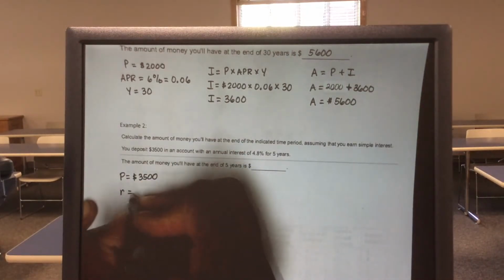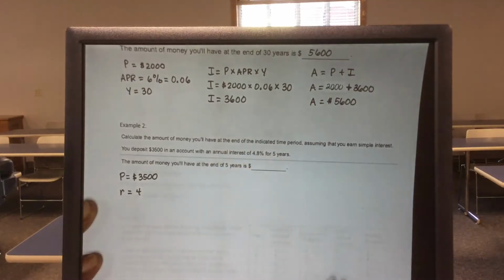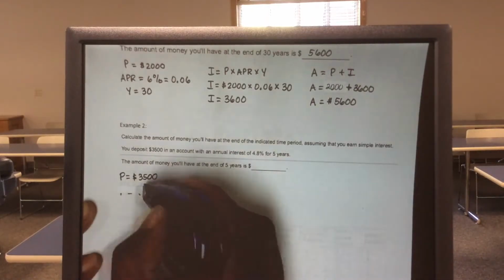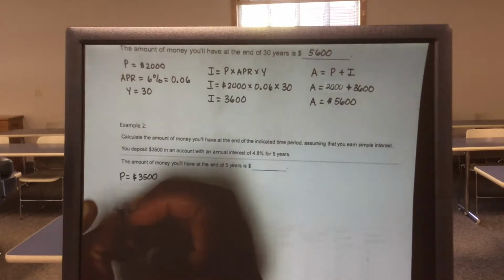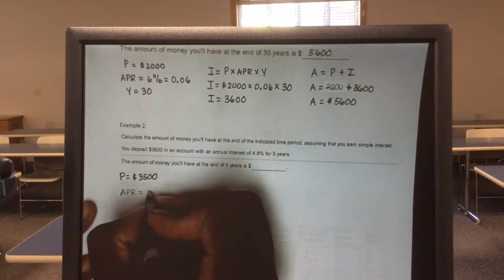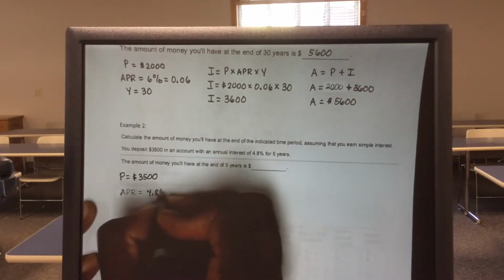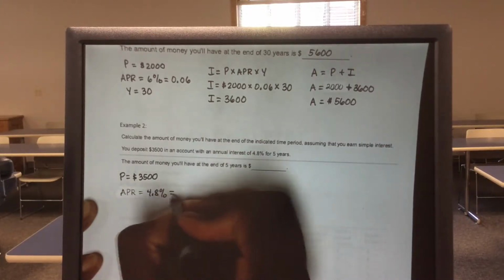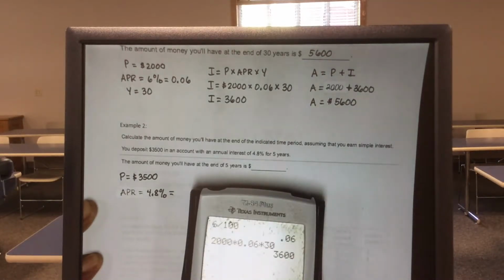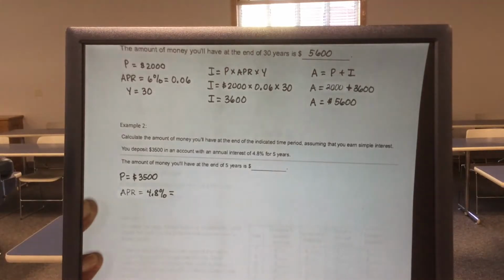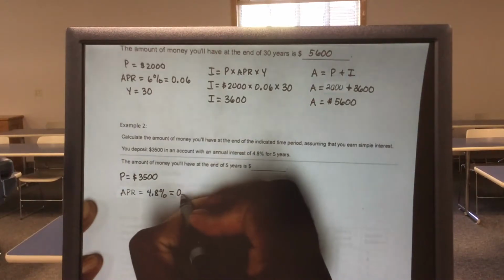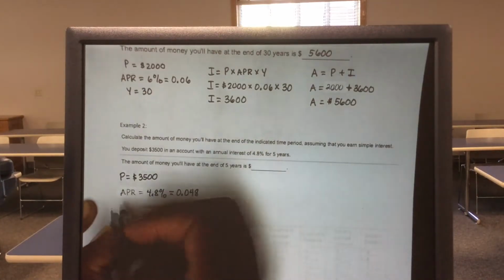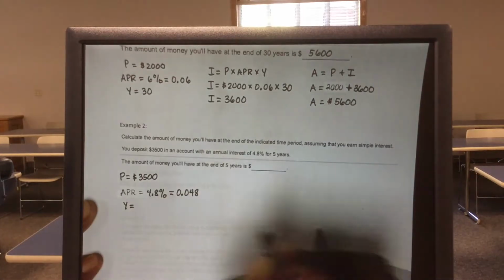R is the interest rate. Well, actually, I'll just say APR just to be consistent. Your APR, that's 4.8%. Now, to convert 4.8% to a decimal, again, we do 4.8 and we divide by 100 to get the decimal amount of 0.048. And your Y, that's going to be 5 years.